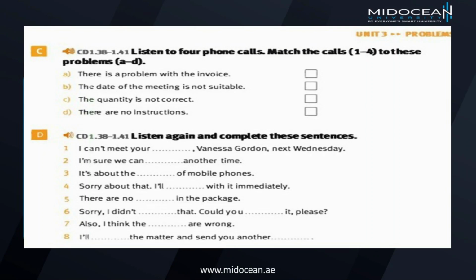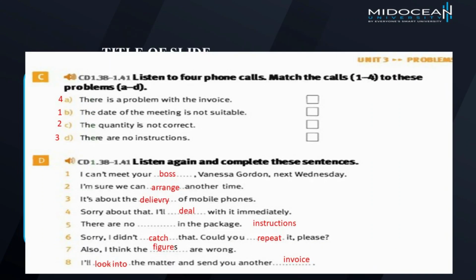Track 41. Call 4. Hello, Hello? David Patterson here, Hudson and Company. Can I speak to Jim Roberts, please? Speaking. There's a problem with the invoice you sent me. Oh, really? Yes, I can't read it very well. The words are not clear. Sorry about that. Also, I think the figures are wrong. I'll look into the matter and send you another invoice. Is that okay? Fine. Thanks very much.